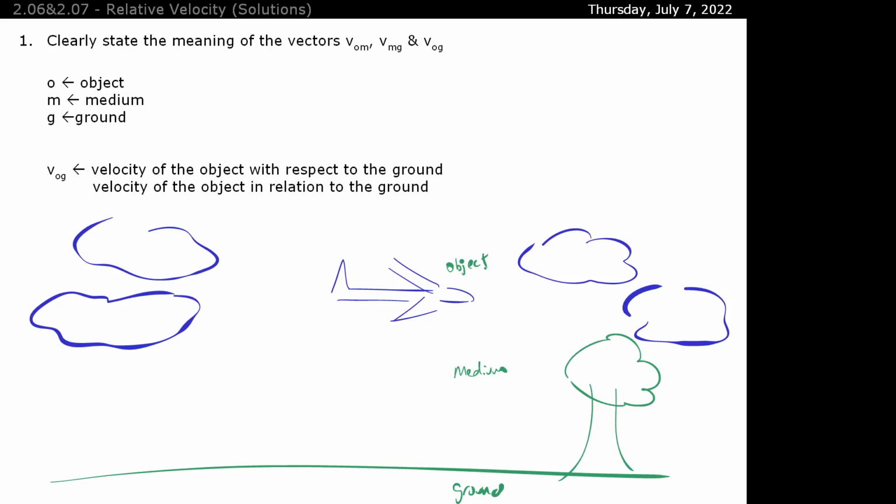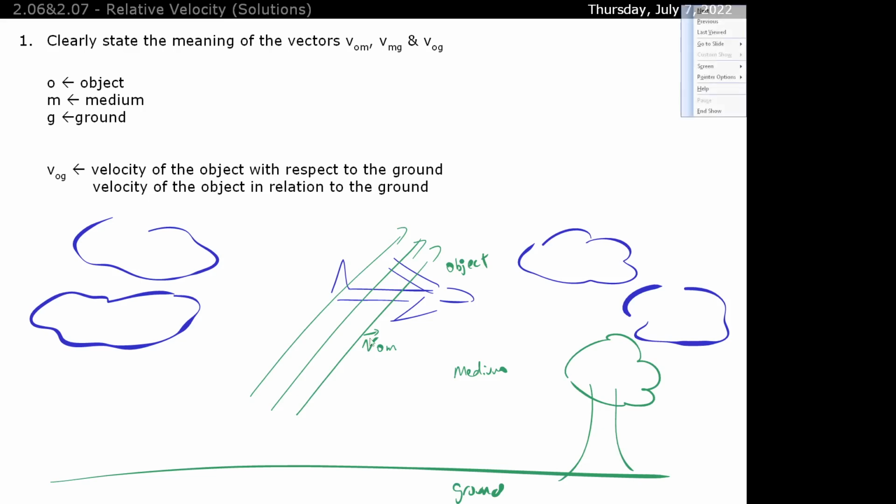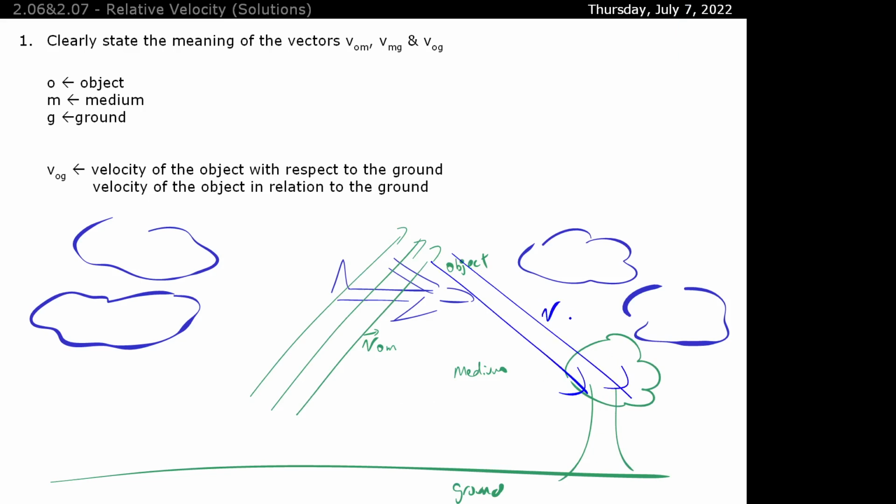If we know how fast the airplane's flying relative to the air current speed, then this is the velocity of the object relative to the medium. All right, so the plane could be flying at, I don't know, Mach 1, let's say, relative to the air. But the air is normally not static, it's often in motion, so we have another vector involved, which is the velocity of the air, or velocity of the medium, relative to the ground.